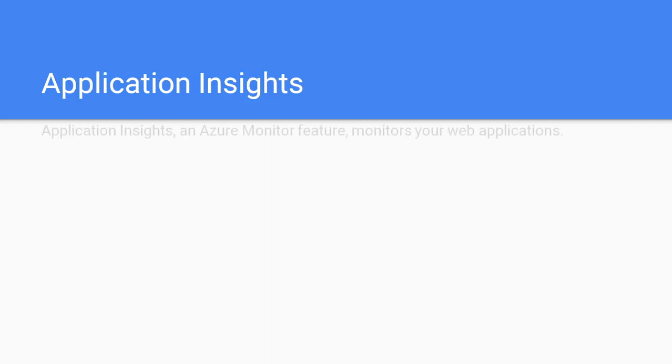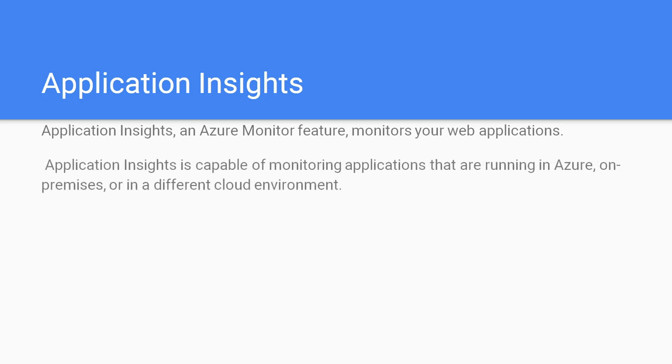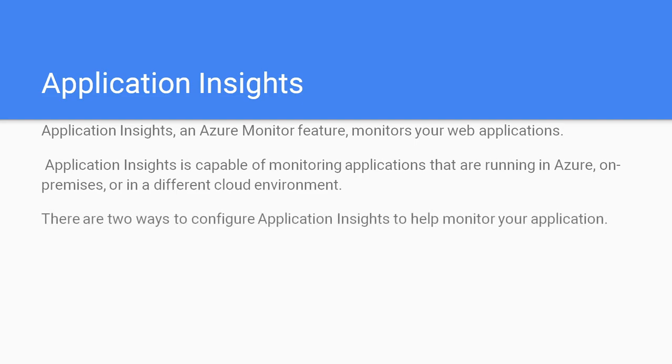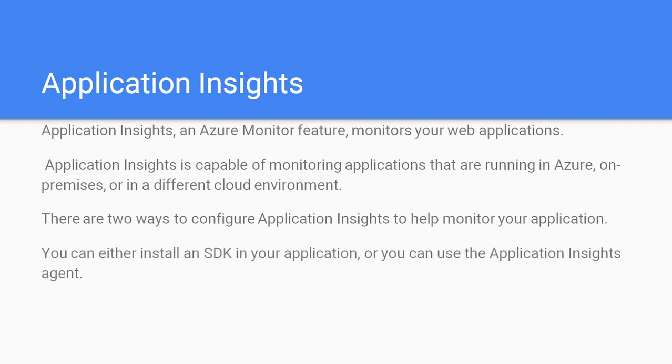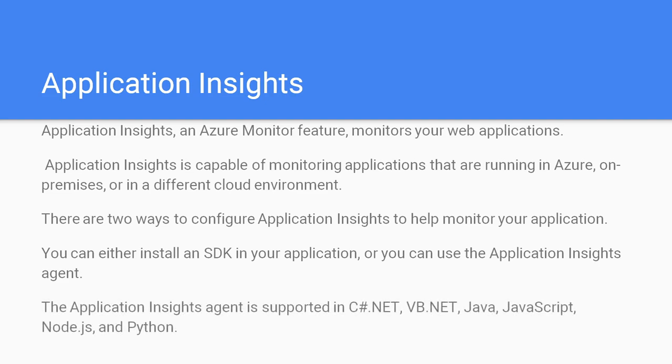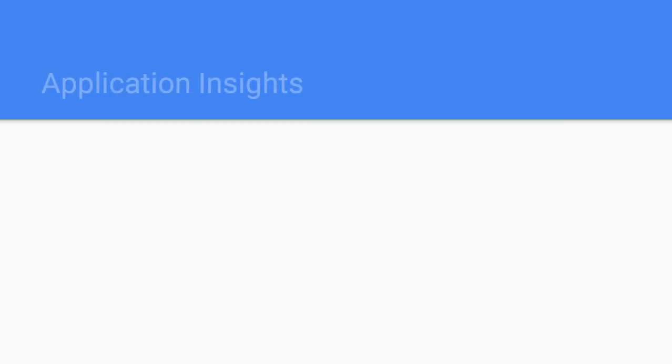Application Insights. Application Insights, an Azure Monitor feature, monitors your web applications. Application Insights is capable of monitoring applications that are running in Azure, on-premises, or in a different cloud environment. There are 2 ways to configure Application Insights to help monitor your application. You can either install an SDK in your application, or you can use the Application Insights agent. The Application Insights agent is supported in C#, .NET, VB.NET, Java, JavaScript, Node.js, and Python.